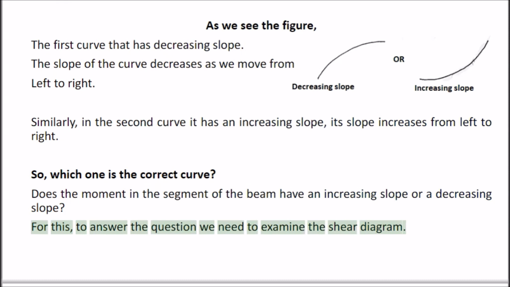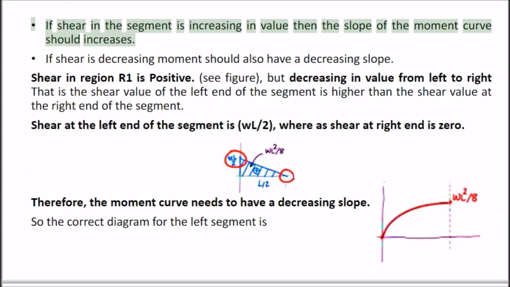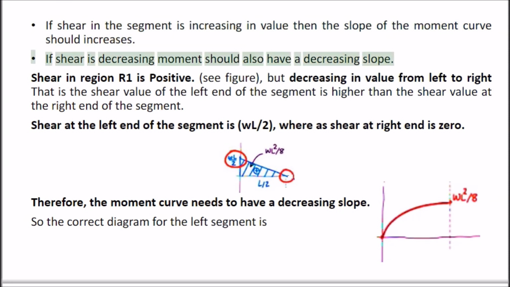To answer the question, we need to examine the shear diagram. If shear in the segment is increasing in value, then the slope of the moment curve should increase. If shear is decreasing, the moment should also have a decreasing slope.